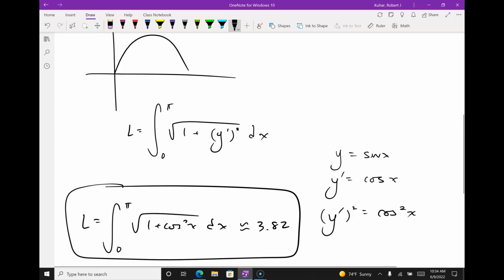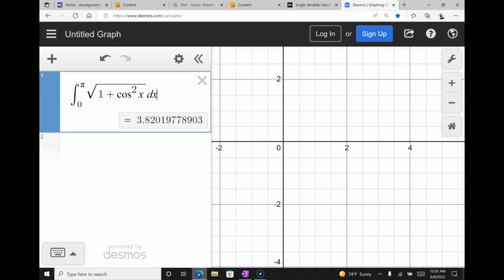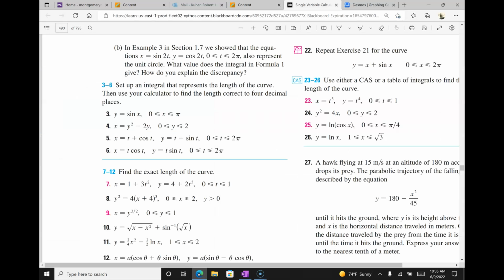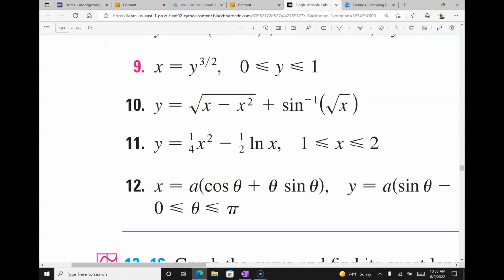Let's do number 11. So we have to figure out this particular piece. We want to find the arc length. What's it telling us? Number 11. From 1 to 2, it's giving us the bounds that it wants, right? From 1 to 2. You see my screen here? Number 11, 1/4 x squared minus 1/2 ln of x from x equals 1 to 2, right? Find that arc length.